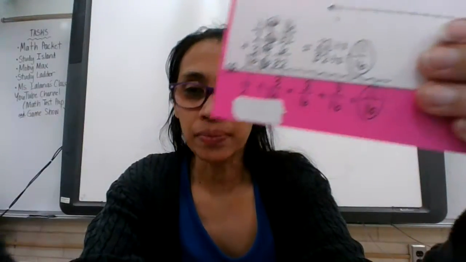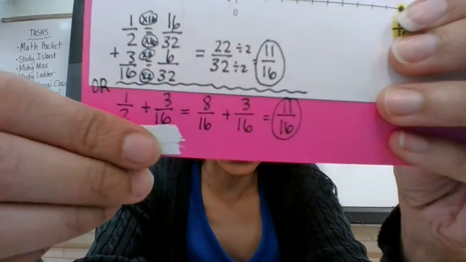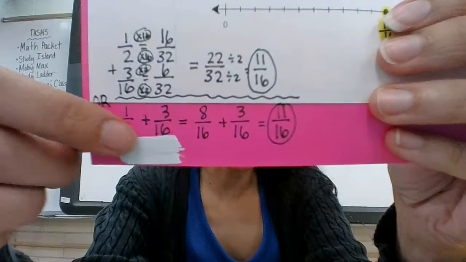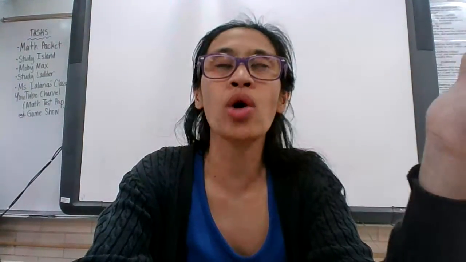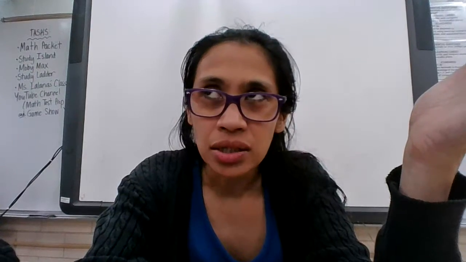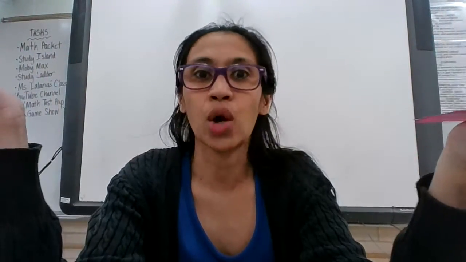The other way is, ignore that. The denominators are 2 and 16. So this one, I wrote it vertically. I wrote this one horizontally. You can do it either way as long as you do it.